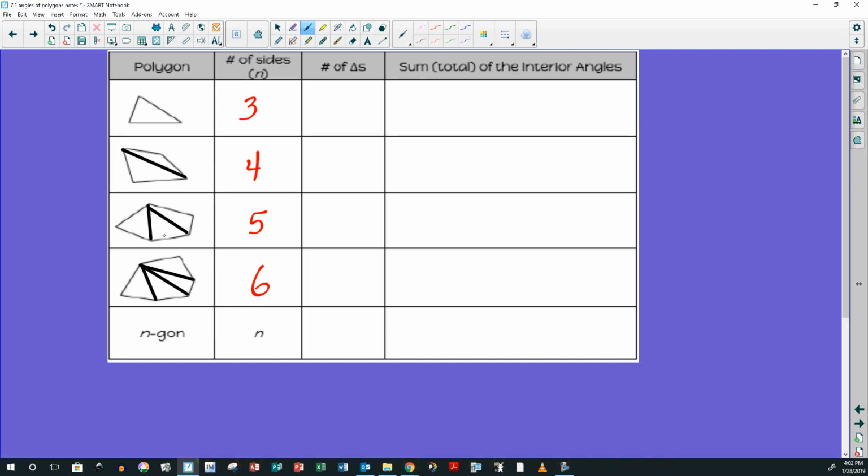So you've drawn your diagonals. So you pick a corner, you draw your diagonals. Pick a corner, draw your diagonals. So now, there is 1 triangle. So it says number of triangles, 1.